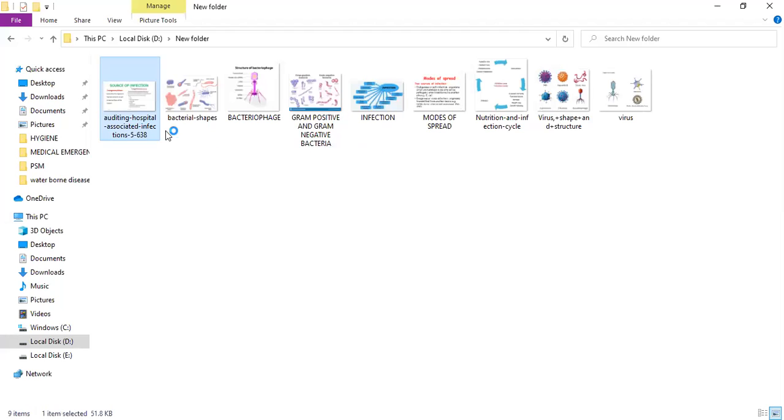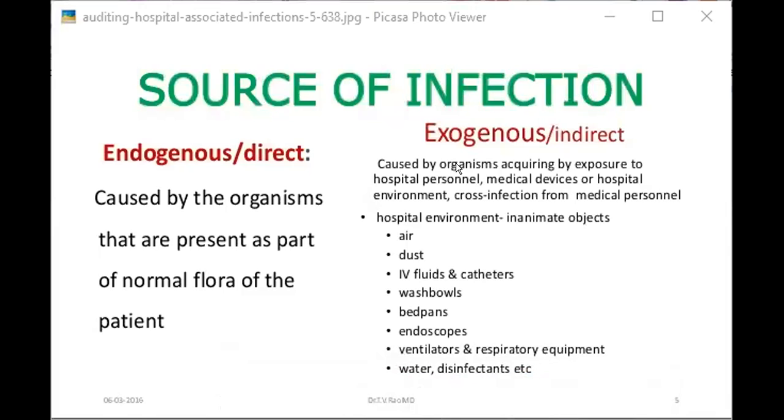Source of infection. There are two sources: endogenous, meaning direct source, and exogenous, meaning indirect source. First you write down endogenous.